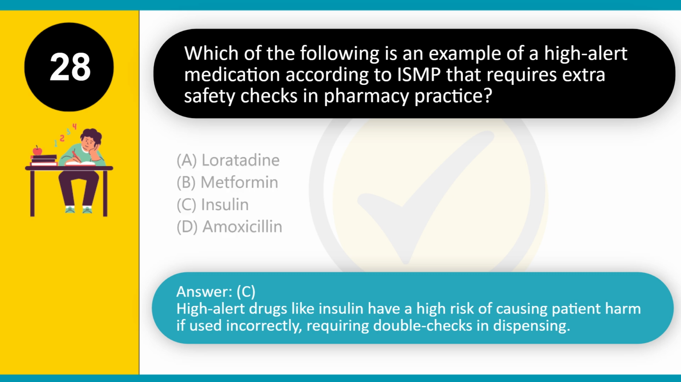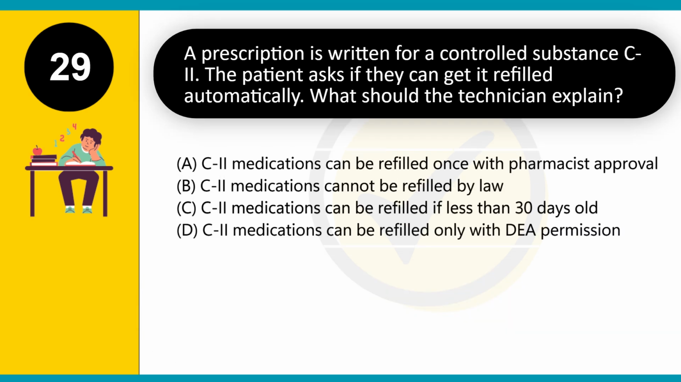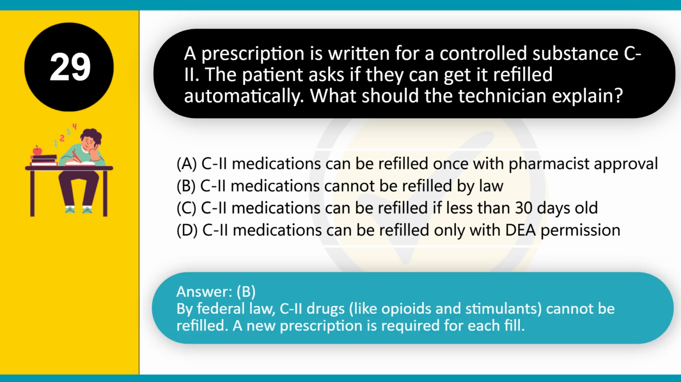A prescription is written for a controlled substance C2. The patient asks if they can get it refilled automatically. What should the technician explain? A. C2 medications can be refilled once with pharmacist approval. B. C2 medications cannot be refilled by law. C. C2 medications can be refilled if less than 30 days old. D. C2 medications can be refilled only with DEA permission. Answer, B. By federal law, C2 drugs, like opioids and stimulants, cannot be refilled. A new prescription is required for each fill.